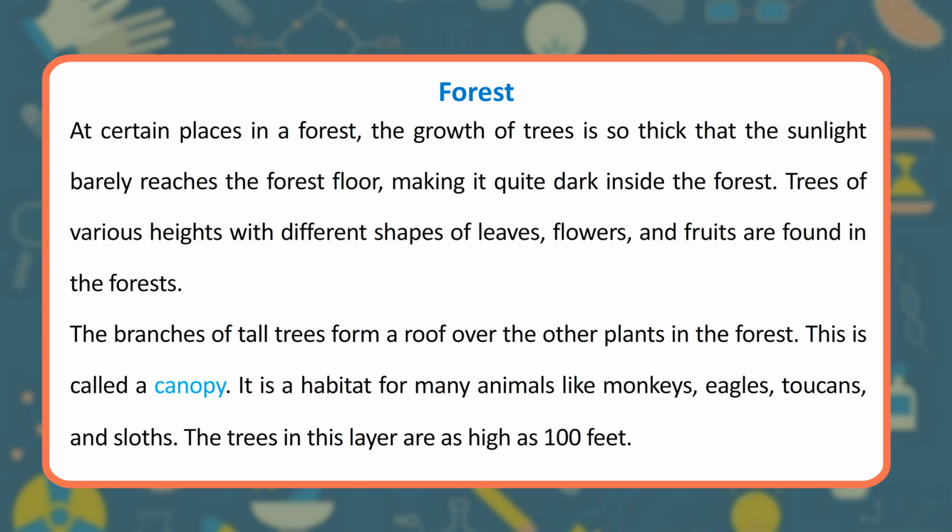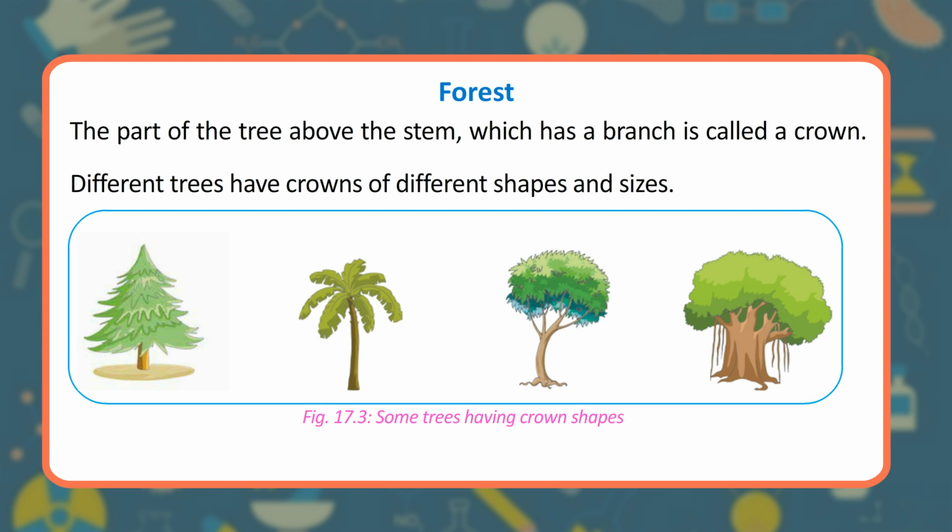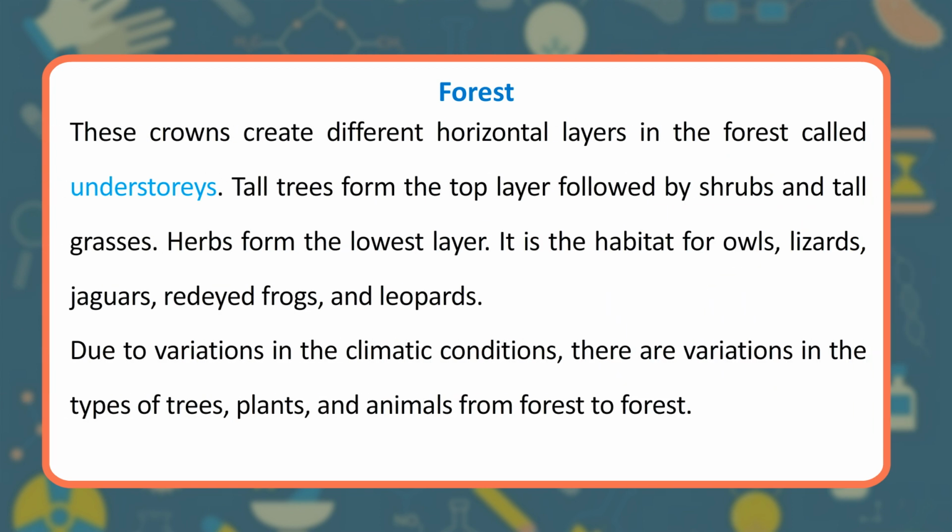It is a habitat for many animals like monkeys, eagles, toucans, and sloths. The trees in this layer are as high as 100 feet. The part of the tree above the stem, which has a branch, is called a crown. Different trees have crowns of different shapes and sizes. These crowns create different horizontal layers in the forest called understories.